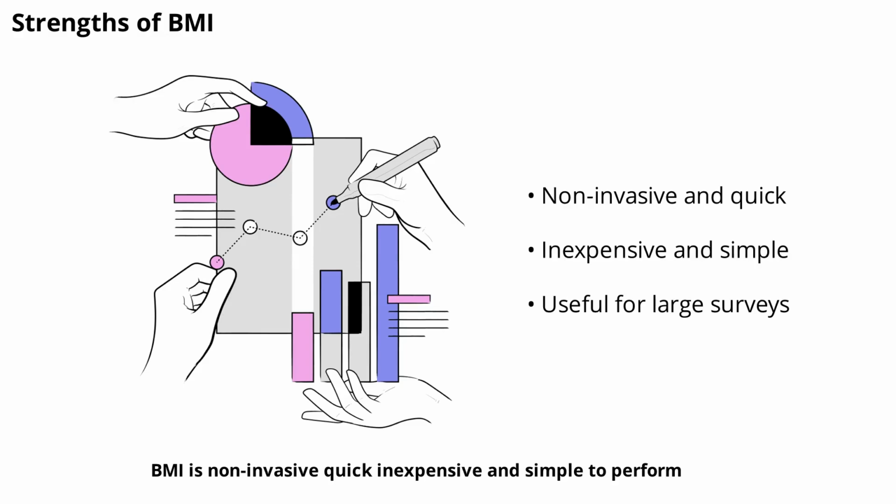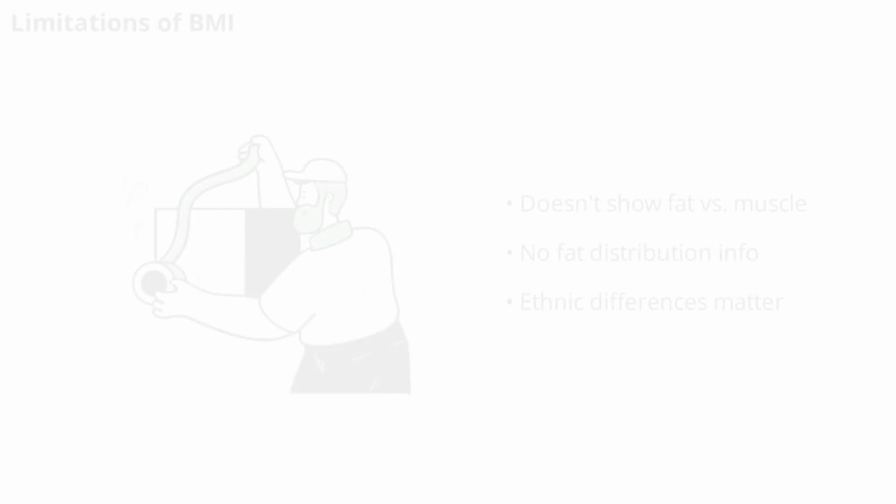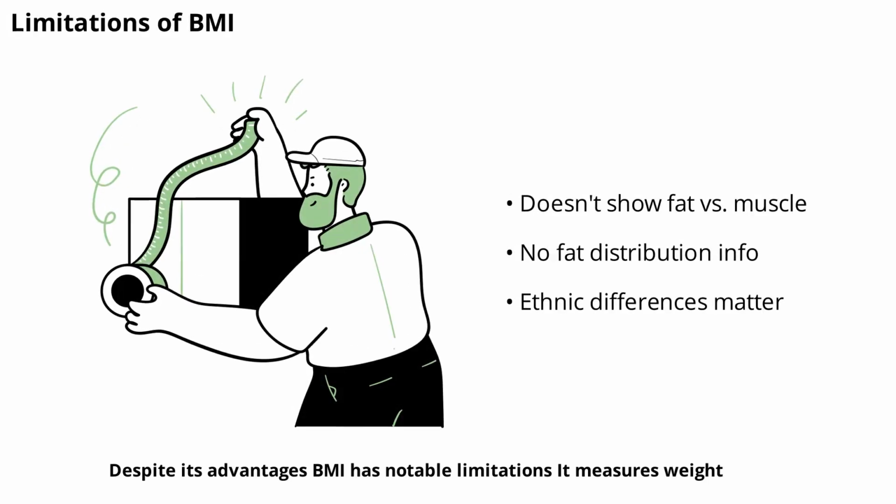BMI is non-invasive, quick, inexpensive, and simple to perform. It's useful in both clinical and epidemiological settings, allowing for easy comparison across populations. BMI accounts for differences in height and is independent of age and sex in adults, making it a practical tool for large-scale assessments. Despite its advantages, BMI has notable limitations.